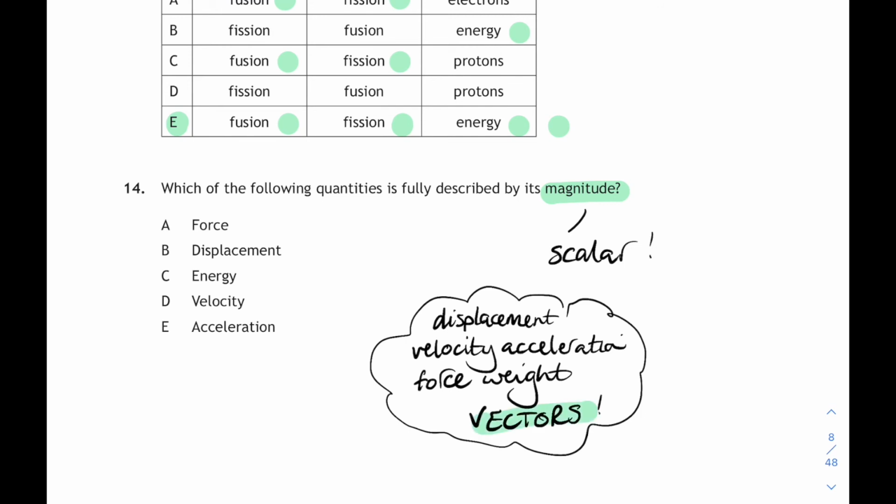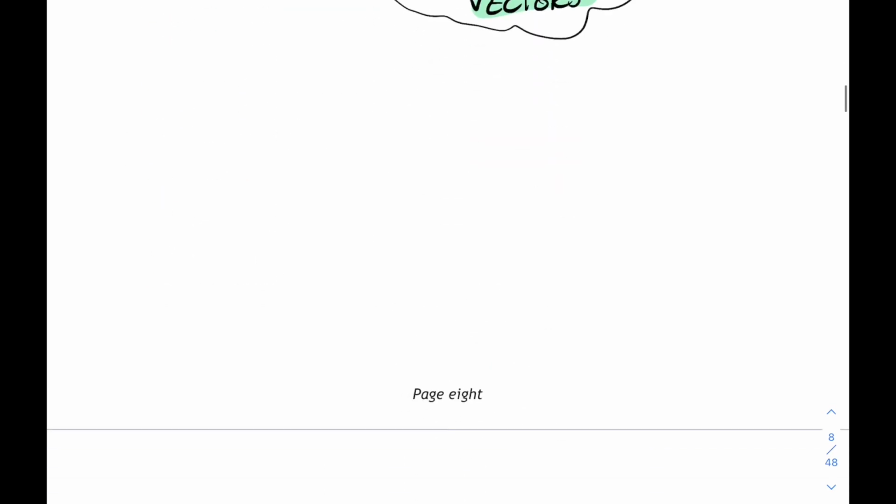Those are the vectors. And let's have a look at the answers. Well, that's a vector, velocity is a vector, acceleration is a vector. Energy is the only quantity that's there that is a scalar quantity.